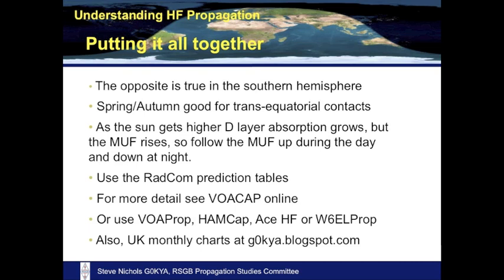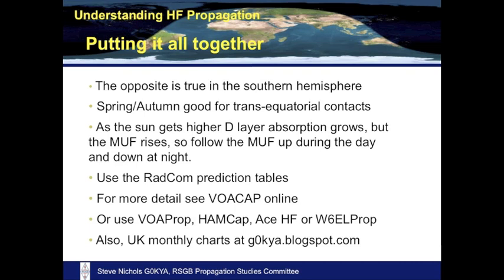In fact, autumn is usually quite a good time for HF, and it's very good for working the US as well on the higher bands. And to recap then, as the sun gets higher during the day, D-layer absorption can grow, but the maximum usable frequency rises at the same time. So if you're trying to work a particular path, follow the maximum usable frequency up during the day and then back down again as the sun sets at night.